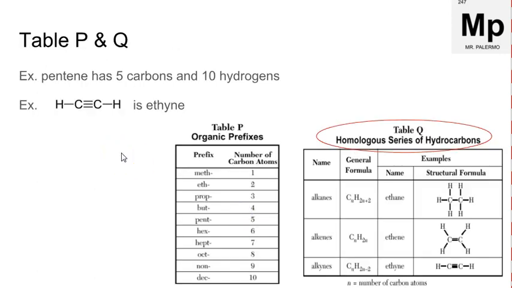In naming and formula writing with organic compounds, we're going to use table P and table Q. Table P is our prefixes, based on how many carbons we have, and table Q is the homologous series of hydrocarbons. Again, you see the word hydrocarbon containing only hydrogen and carbon. And so the series names we have are the alkanes, the alkenes, and the alkynes.